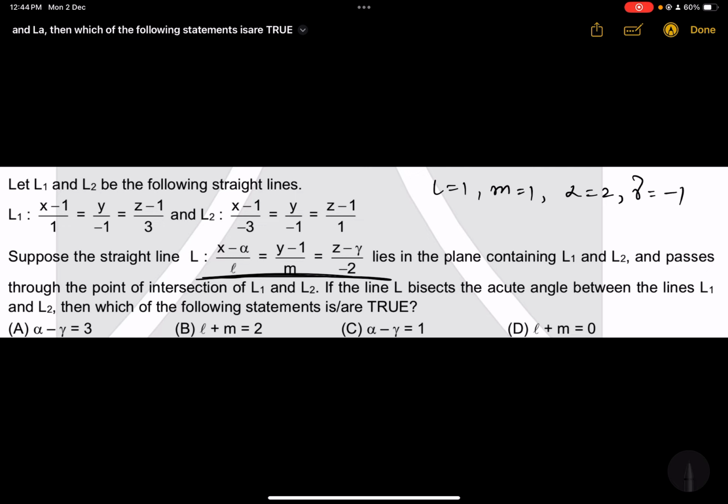So now alpha minus gamma is 3. So this is correct. l plus m is 2. This is also correct. Alpha minus gamma is not 1. l plus m is not 0. So A and B are the correct options.